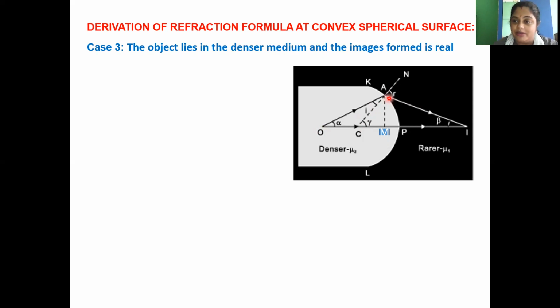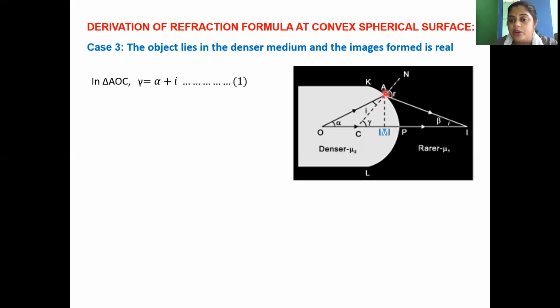You can remember, denser to rarer, away from the normal. And this refracted ray, after refraction, meets at I on the principal axis. So I is the real image of O. Let's start the derivation. We'll do the derivation the same way.